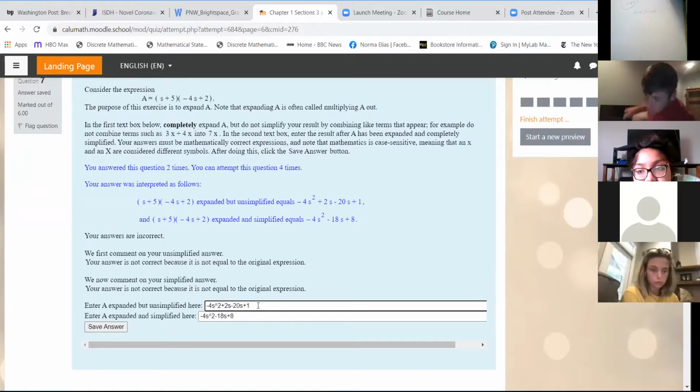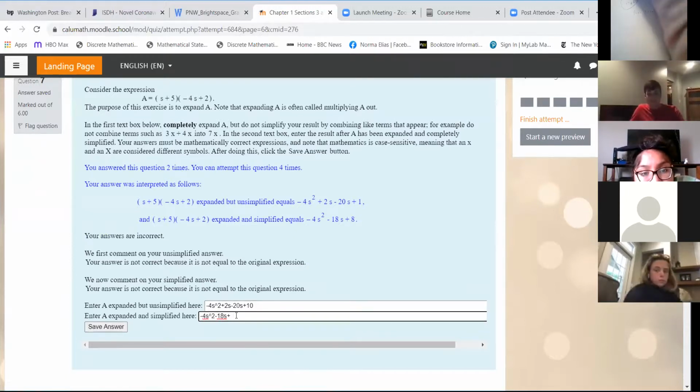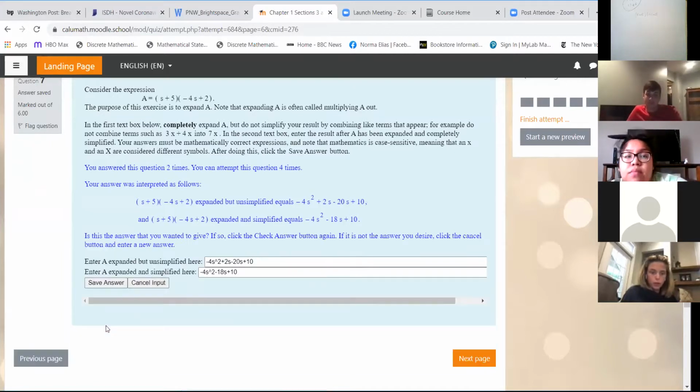So let me fix it. So finally, that's how it works. It's really giving you a hint. It doesn't solve it, but it gives you a hint. Now, finally, I'm going to put the correct answer that we think is correct and save answer. Okay, that's how it interprets.